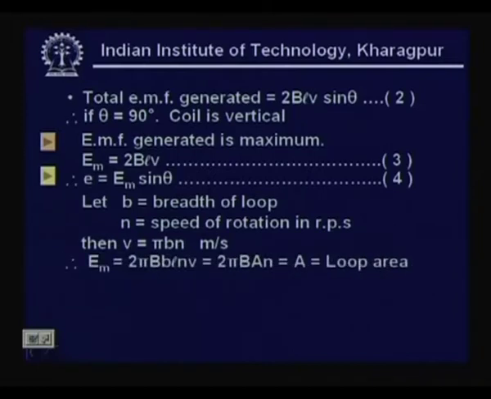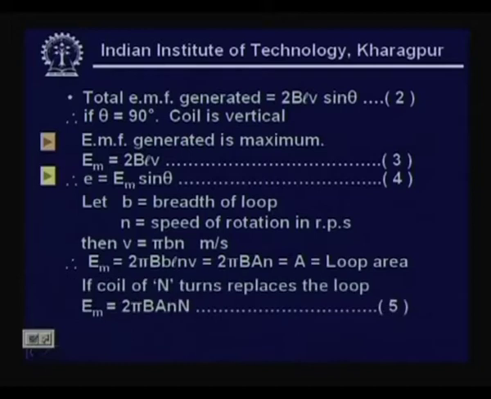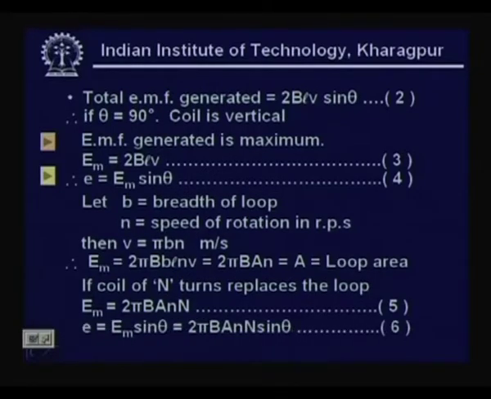Hence E max becomes 2 pi B l v or 2 pi B A N, where A is the loop area in square units. And remember, if the loop is replaced by a coil of n turns, which is normally the case in a generator, you have Em as 2 pi B A N N. That being the case, one arrives at the equation e = Em sin theta.